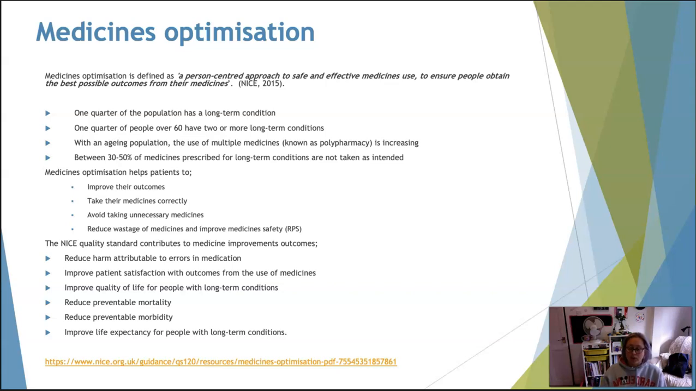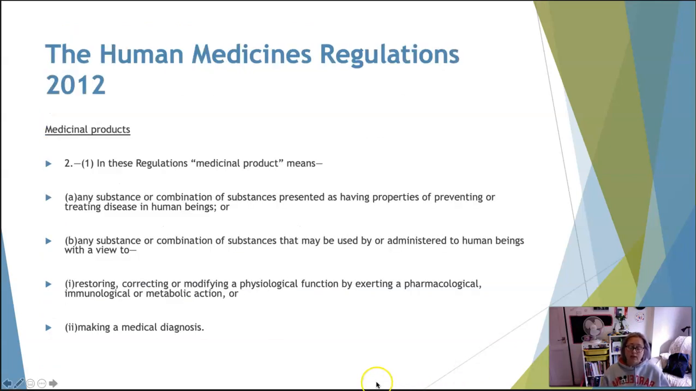It helps to improve the quality of life for people with long-term conditions. It helps to prevent preventable mortality. It helps to reduce preventable morbidity. And it helps to improve the life expectancy for people with long-term conditions. So it's really key that we have a good understanding of medicines optimisation and why it's so important.